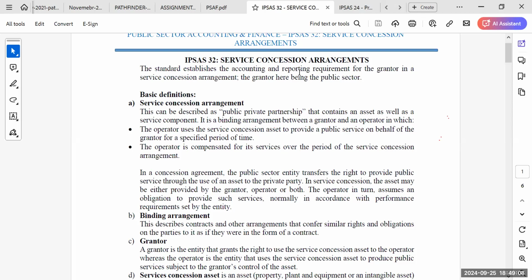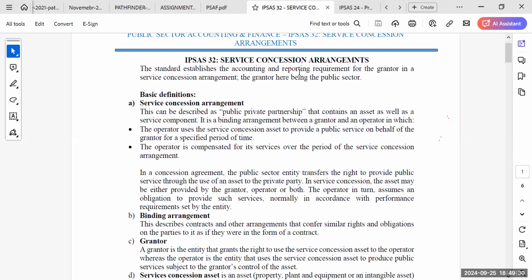In a service concession, the asset may either be provided by the operator or the grantor or both. The operator in turn assumes an obligation to provide such services, normally in accordance with performance requirements set by what? By the entity. We have also identified that now. Okay, the binding arrangement. What do we call the binding arrangement?